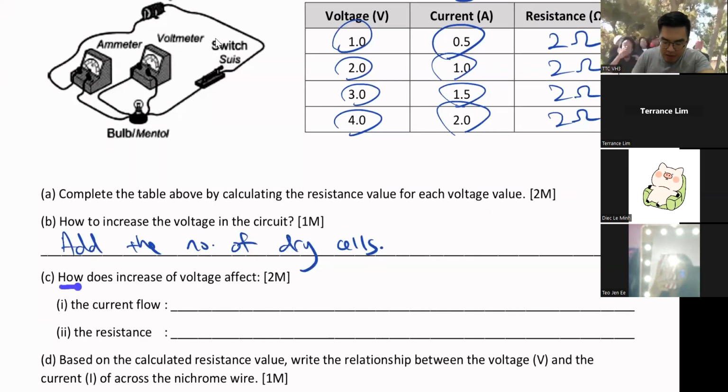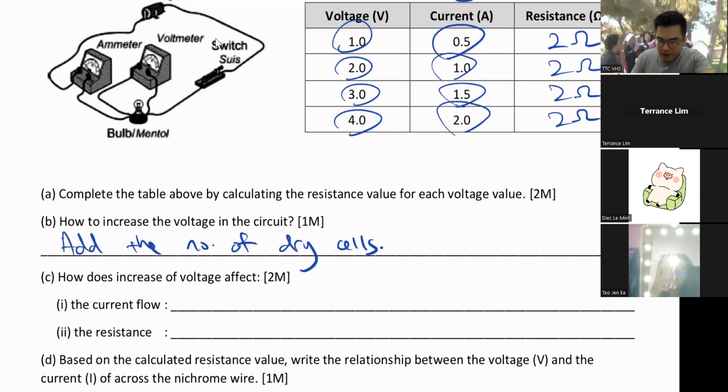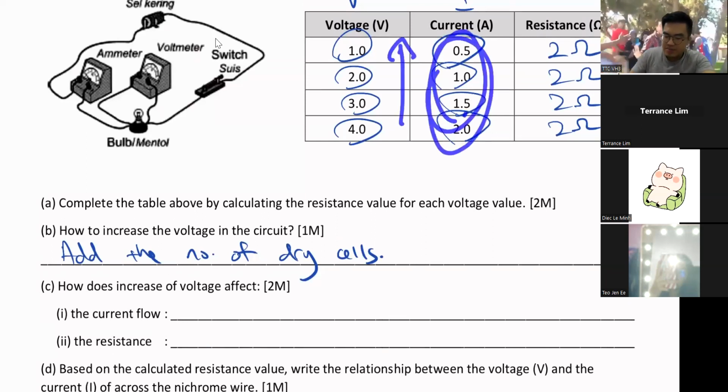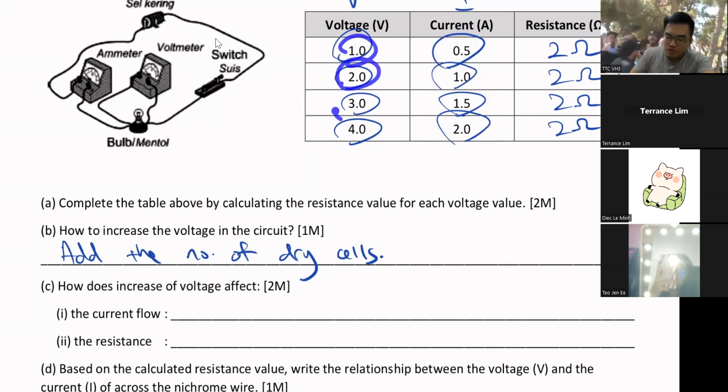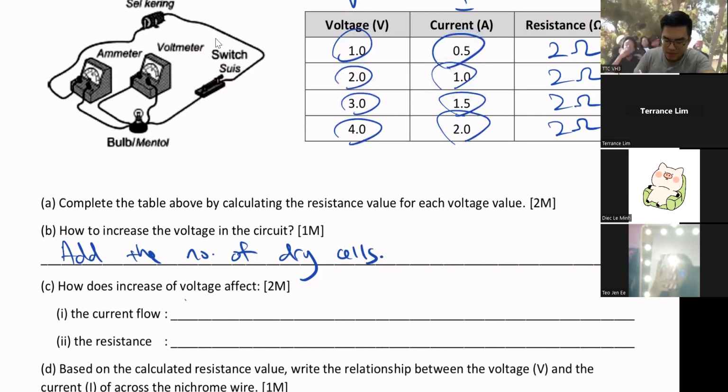So see, how does an increase of voltage affect current flow? When I increase the voltage, what happens to the current? I go from 1 to 2 to 3 to 4, the current also goes up. Increase.